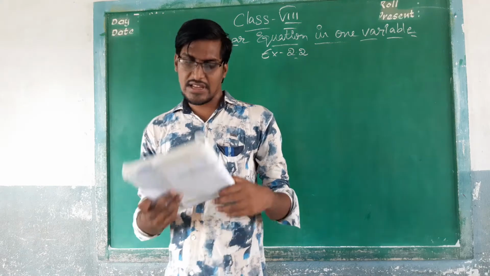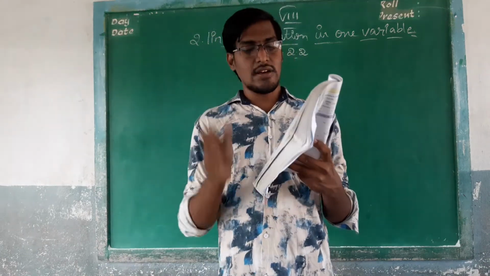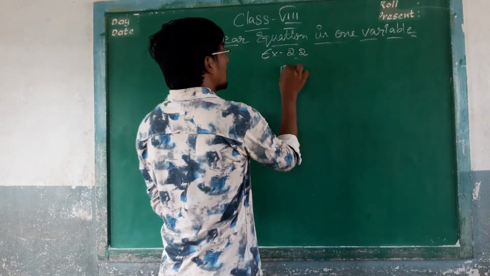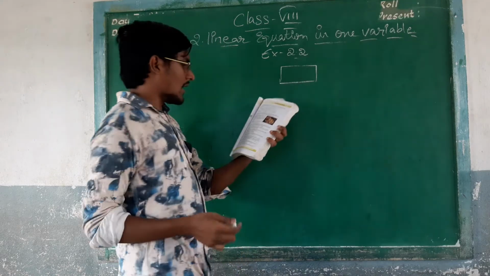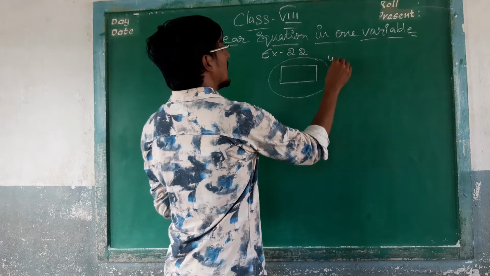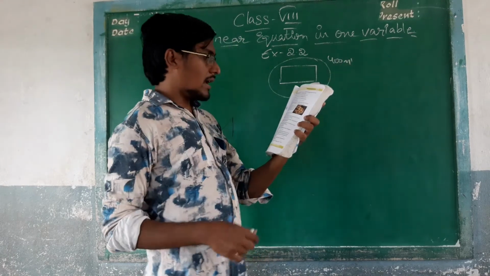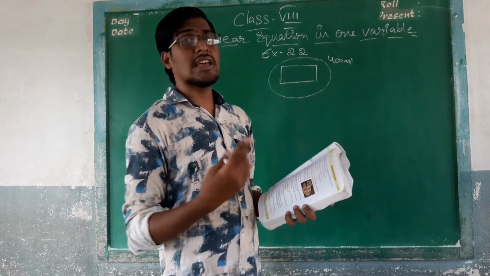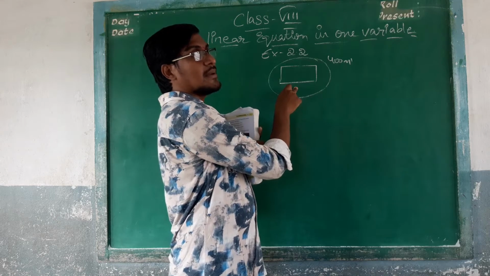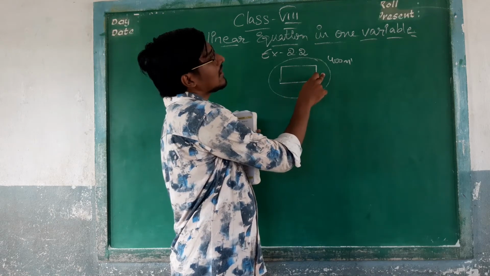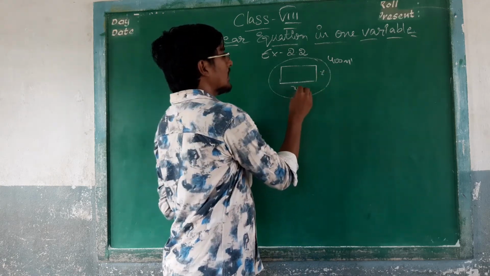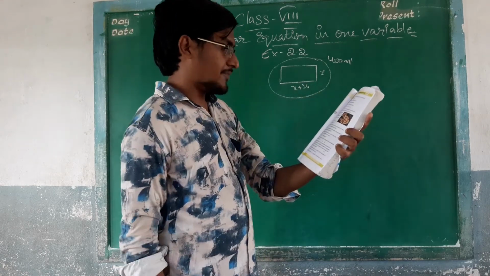So what is the next question? Given that the distance around a rectangular field is 400 meters. There is a rectangular field which is a total of 400 meters around. The length of the field is 26 meters more than the breadth. We don't know the breadth here, it is not given. So let us take the breadth as x, then the length will become x plus 26.